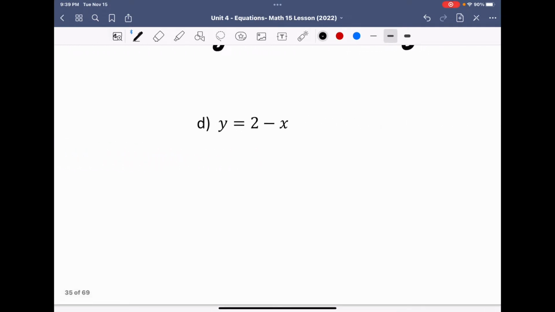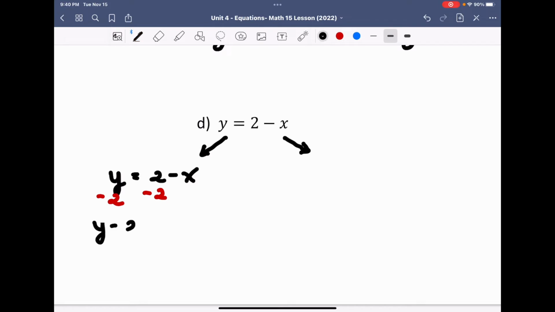Lastly, D, we could do this two different ways here. Just to demonstrate how things can be a little bit variable in equations, what if I start by subtracting 2 across? I'm going to write the original, y is equal to 2 minus x. If I subtract 2 across and subtract 2 across, this is going to give me y minus 2 is equal to negative x.